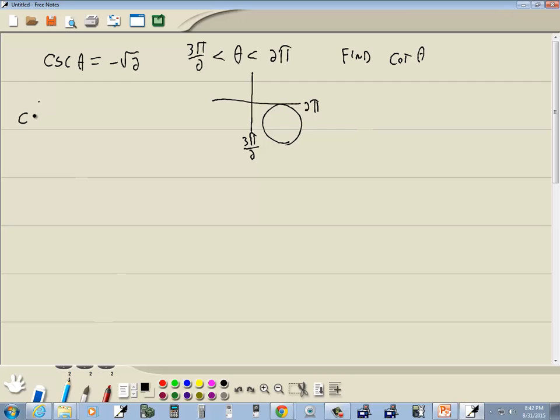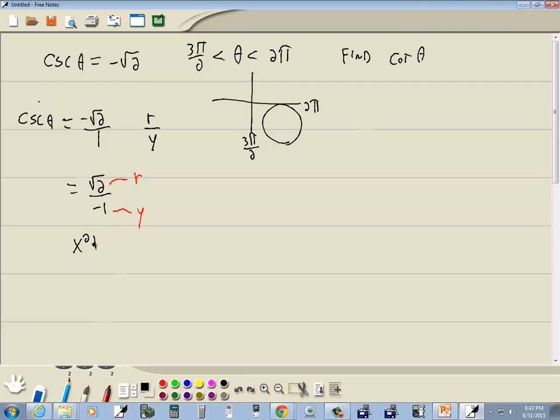Well, I can rewrite cosecant theta as negative square root of 2 and put it over 1. You can always create a fraction by putting it over 1. Now remember that cosecant is r over y. And we can't have r that's negative. So I'm going to rewrite that. I'll put the square root of 2 over negative 1. So then square root of 2 is going to be our r, and the negative 1 will be our y. And that corresponds because we know our y values are negative down in this quadrant.